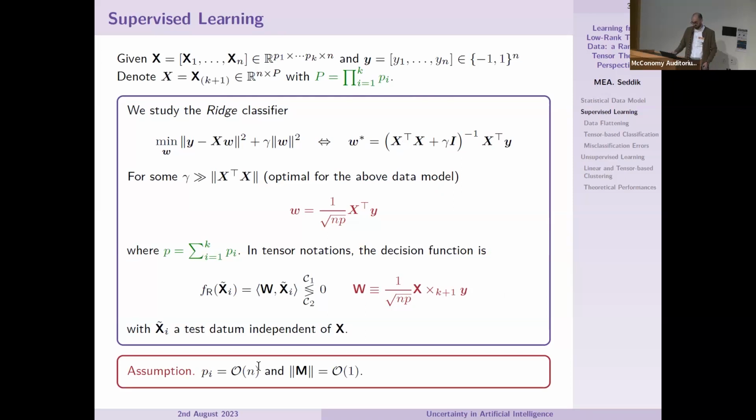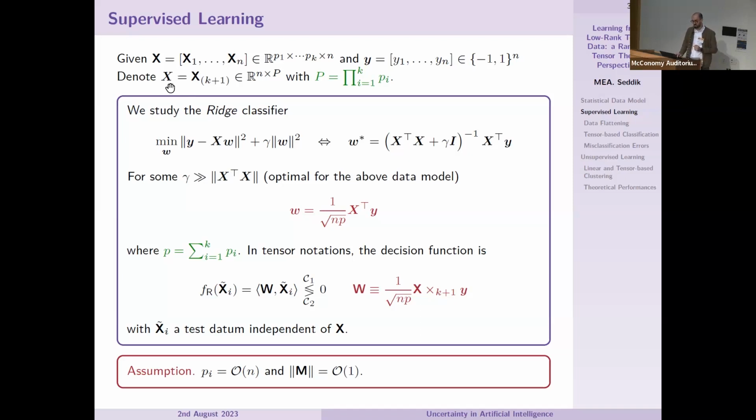So I have 2 settings here in this presentation. The first one is the supervised learning setting, the second one is unsupervised learning. So in the supervised setting, we assume that we are given a data tensor which consists of n IID tensors, each one of dimension p1 to pk, and we have corresponding labels -1 and 1.